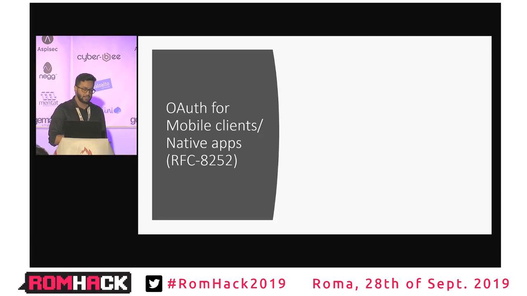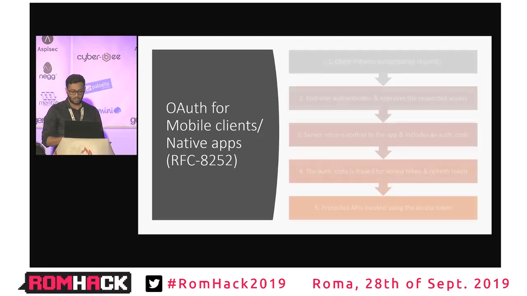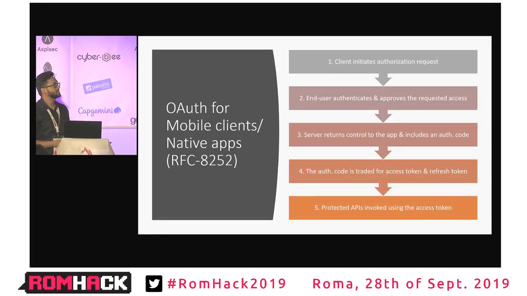Now, we'll be considering how OAuth works on mobile clients. The gist of the flow remains the same. Client initiates auth request. The end user authenticates and approves. The server returns control with the auth code. The auth code is traded for an access token, and the protected APIs are then invoked using the access token.